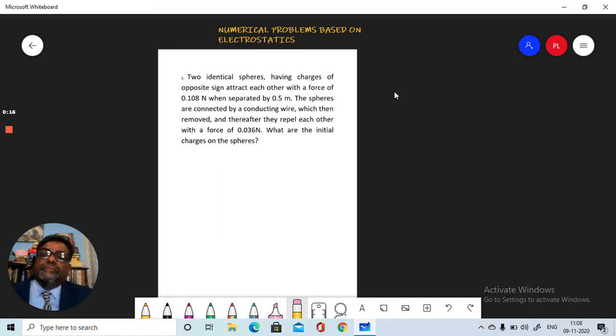In this problem, it says that two identical spheres having charges of opposite sign attract each other with a force of 0.108 Newton when separated by 0.5 meter. The spheres are connected by a conducting wire which is then removed and thereafter they repel each other with a force of 0.036 Newton. What are the initial charges of the spheres? We have to find out Q1 and Q2, and there are two assumptions given in the question which we'll be doing part by part. Let's begin to do it.